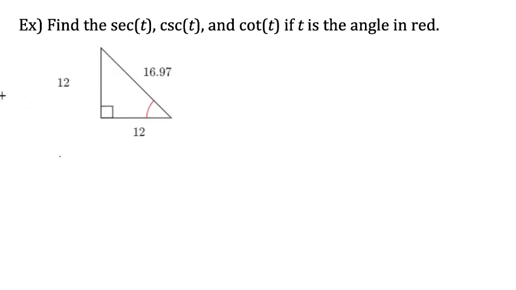Okay, so last example, let's find the secant, cosecant, and cotangent of angle t if t is this angle. Now, I accidentally chose a bad example here because both legs are 12. So to better exemplify how this works, let's change this 12 into a 13. Just to make this a more useful example.